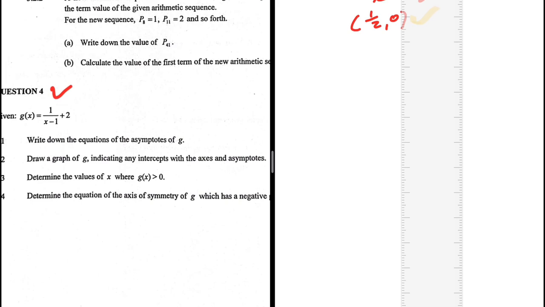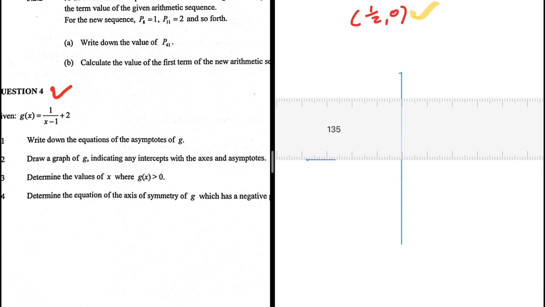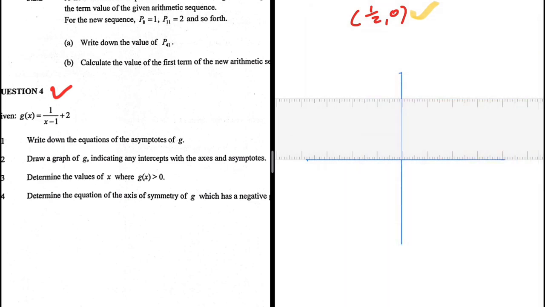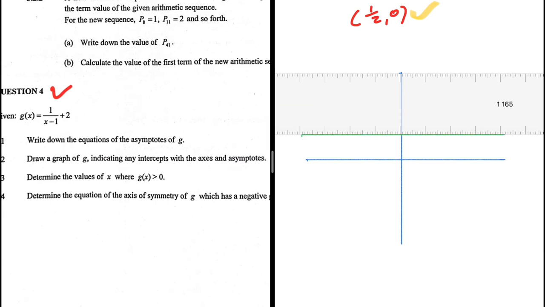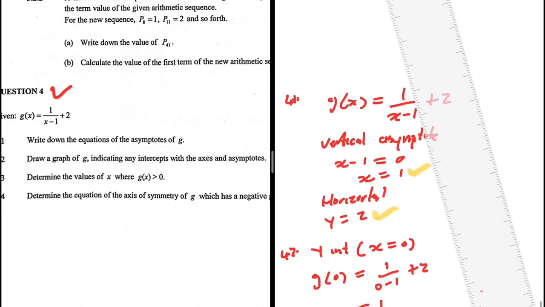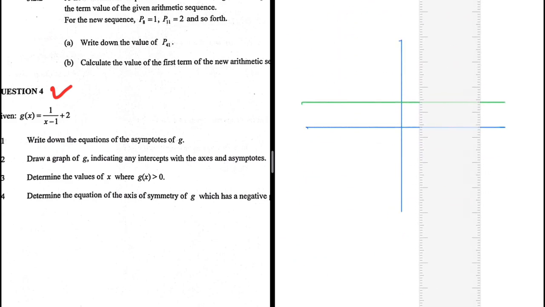So these are our axes. We have the y-axis and we have the x-axis, we now need to indicate our asymptotes. We have one asymptote at y is equal to 2, somewhere here. And then we have the other asymptote. Let me check. x is equal to 1. So somewhere here we have the other asymptote. So there we go. We have our asymptotes.